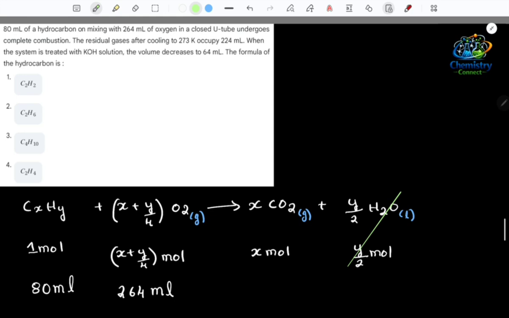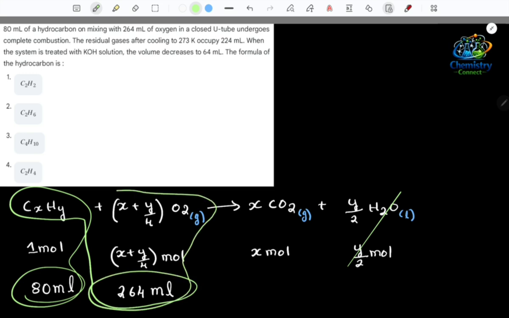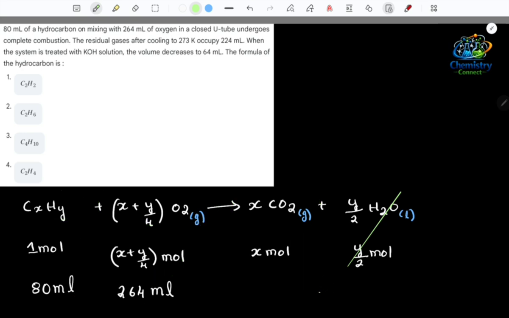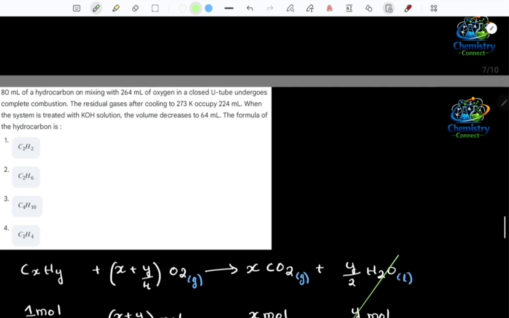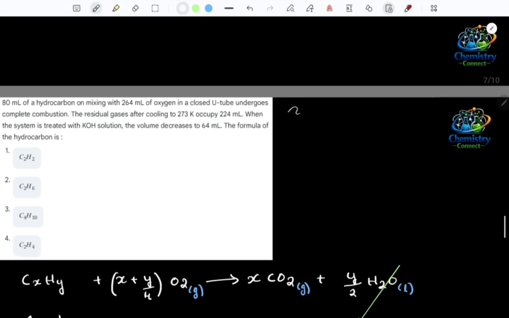That means when 80 ml of hydrocarbon combines with 264 ml of oxygen, it gives rise to the formation of how many moles of CO2? We will determine this in a very easy manner. So the residual gases after cooling, this is important. The residual gases after cooling to 273 Kelvin occupy 224 ml. Remember, residual gases. I'll write the data here.